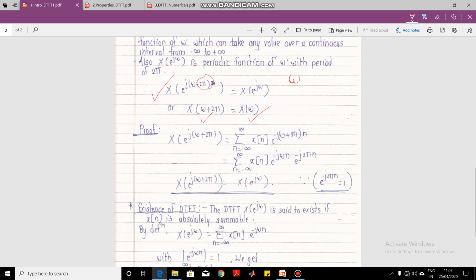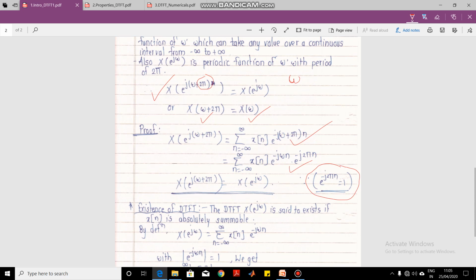So we can prove why it is periodic. When you substitute ω + 2π instead of ω here, then using simple mathematics you can separate out these exponential terms. Now it can be seen that the term e^(-j2πn) is equal to 1. Why is it 1?